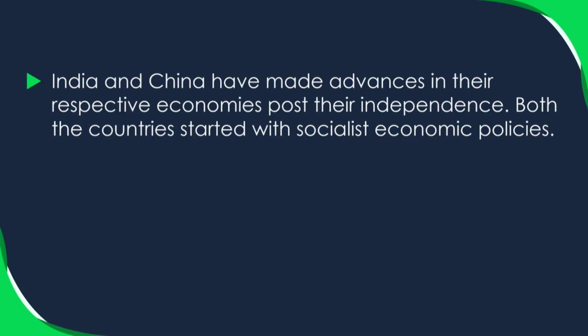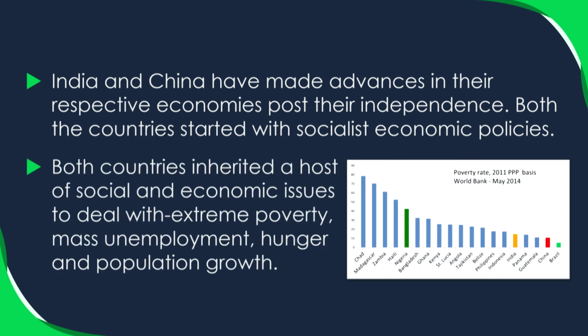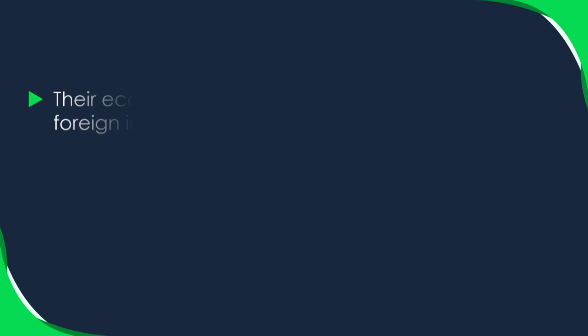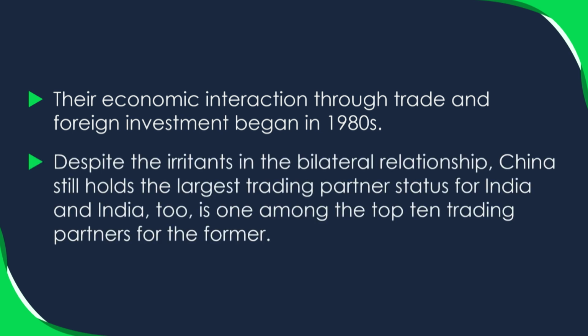India and China have made advances in their respective economies post their independence. Both countries started with socialist economic policies. Both countries inherited a host of social and economic issues to deal with: extreme poverty, mass unemployment, hunger and population growth. Their economic interaction through trade and foreign investment began in the 1980s. Despite the irritants in the bilateral relationship, China still holds the largest trading partner status for India, and India too is one among the top 10 trading partners for the former.